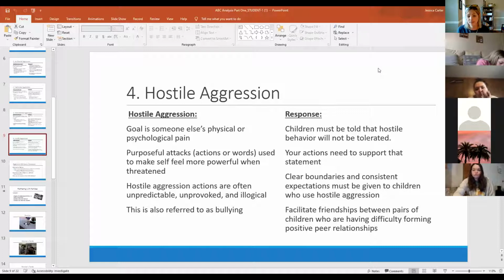But for the purposes of this class, I want you to be familiar with the ABC analysis. So this is where that type of thing would come into play, right? We have a child who is exhibiting hostile aggression, and we want to figure out, first of all, what's the function, or why is the behavior happening? And then how do we help prevent it in the future?